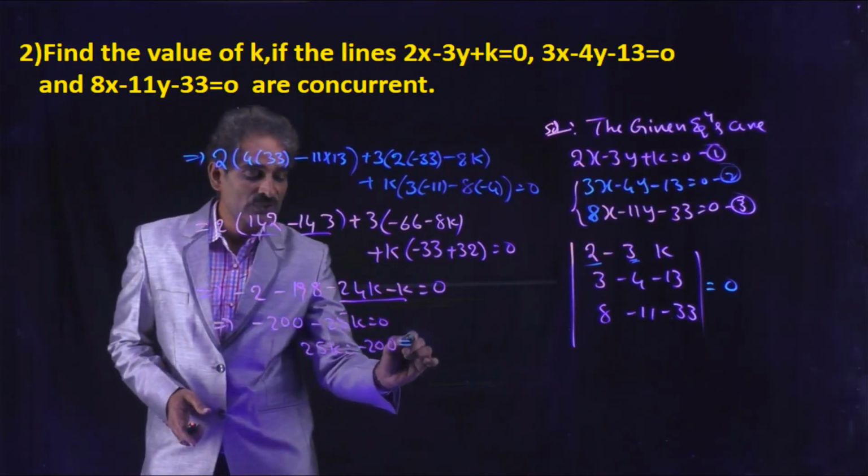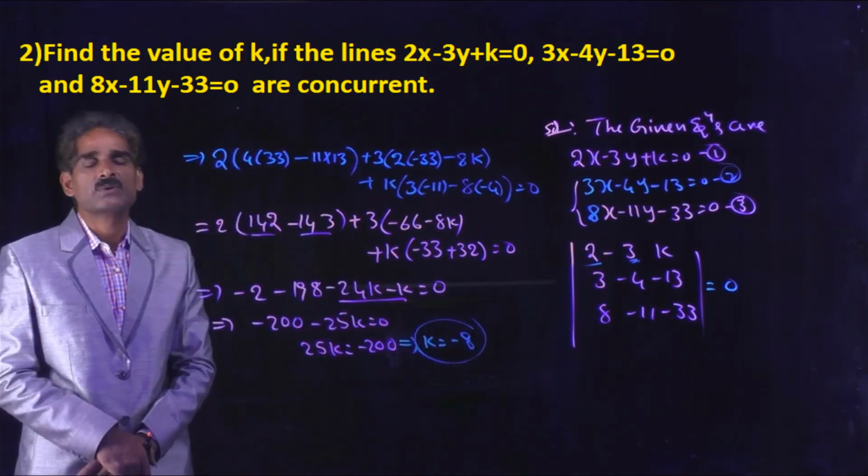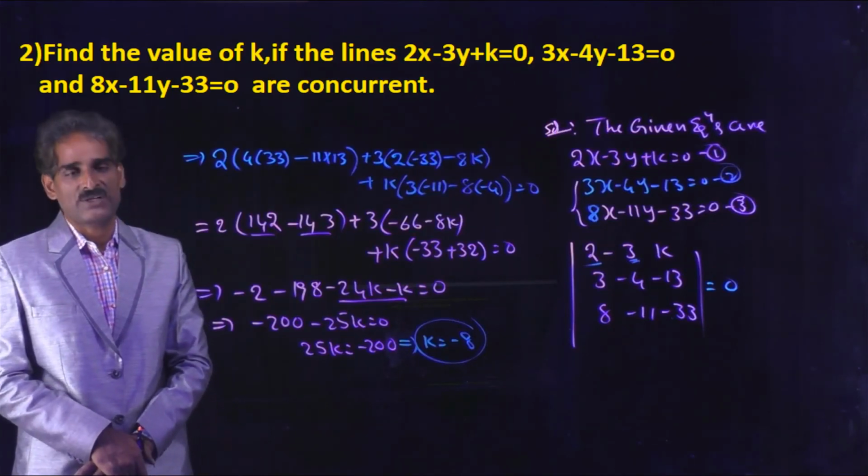So from this, k is equal to minus 8. This is how to find the k value when the three lines are concurrent.